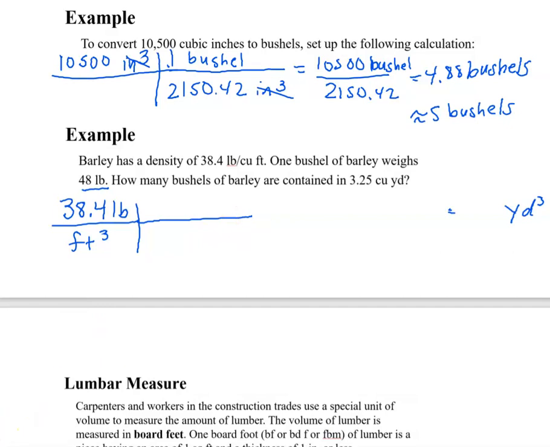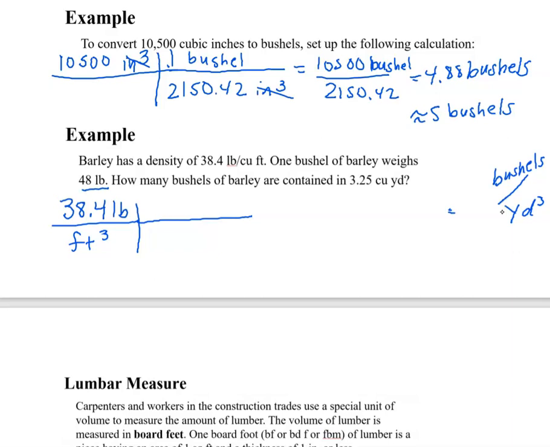And so we're trying to figure out how many bushels of barley there are in 3.25 cubic yards. So how many bushels of barley are contained in 3.25 cubic yards? So we really want, this needs to be bushels per yard cubed. So we need the bottom to be yards cubed.